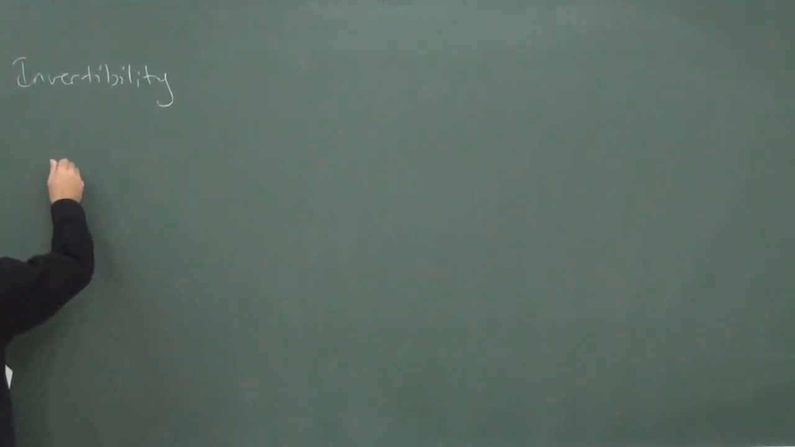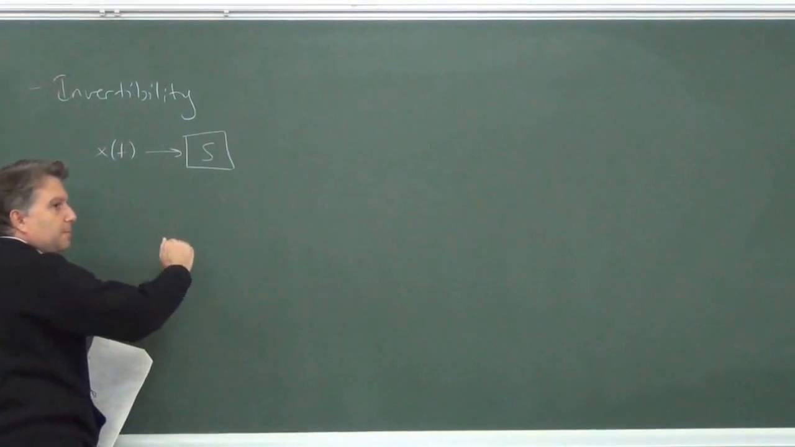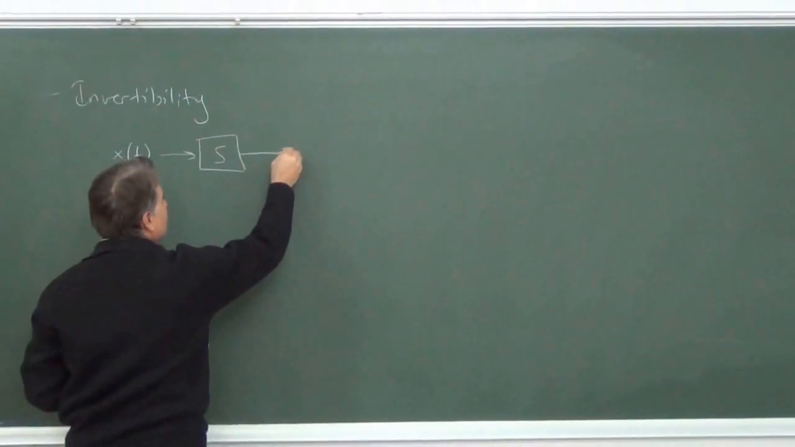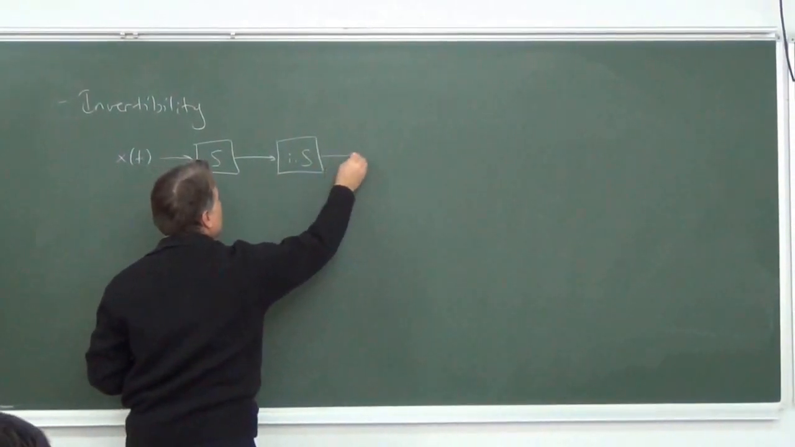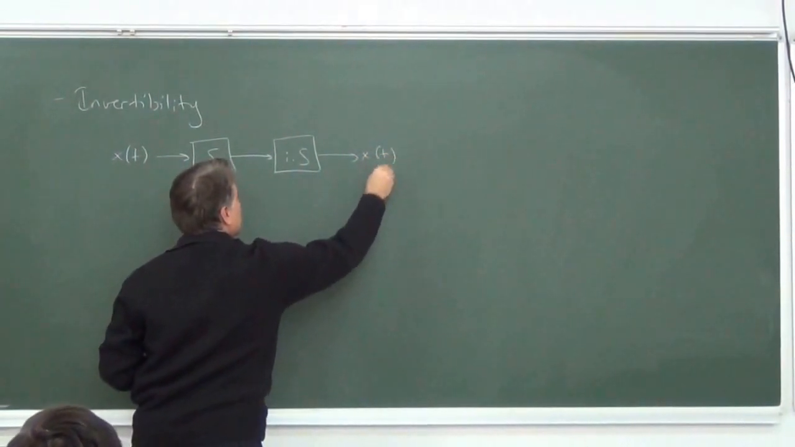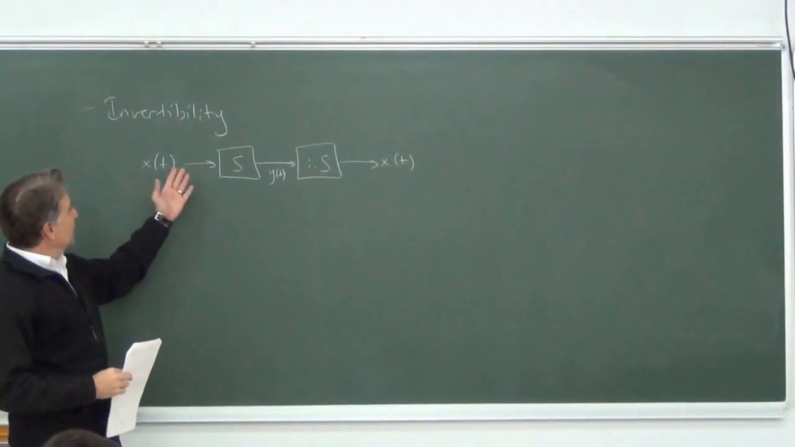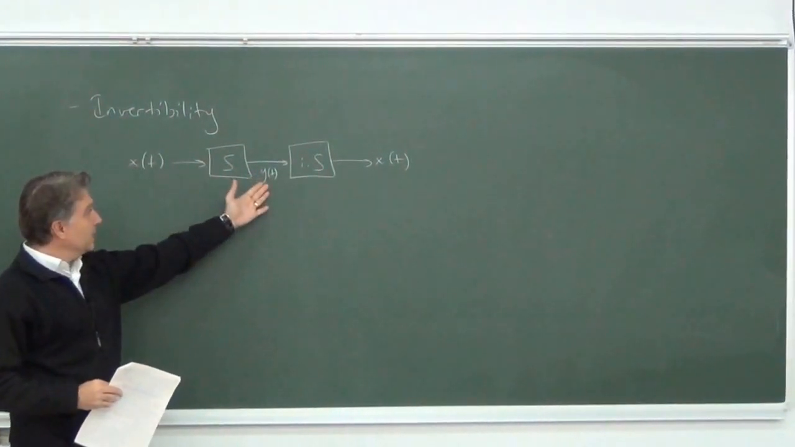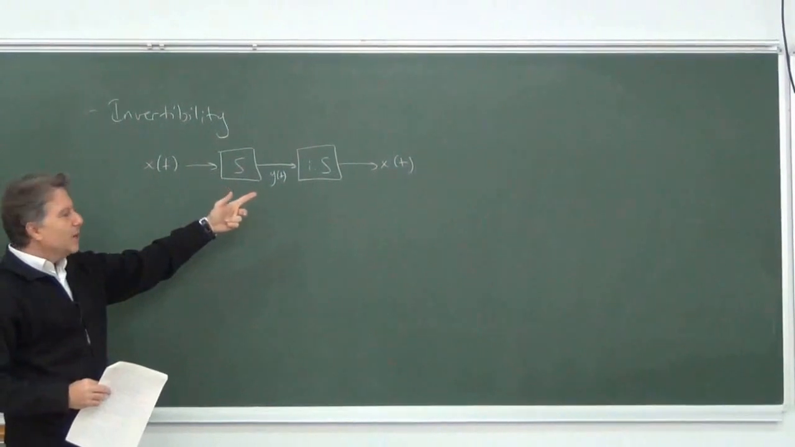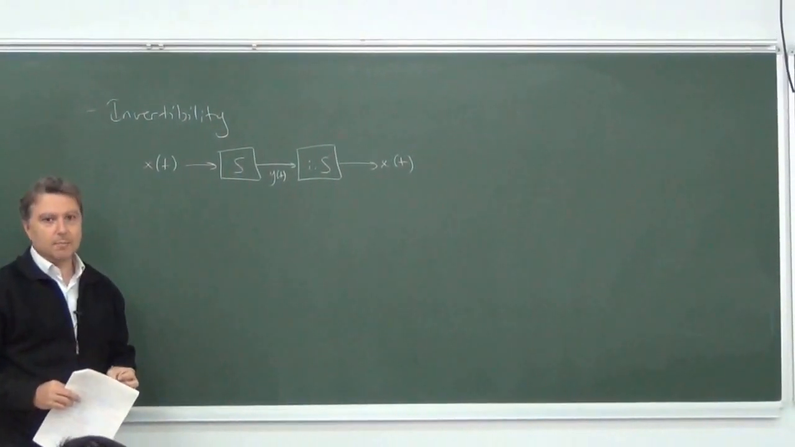An invertible system should let us have such a situation. If this is the system which is invertible, then you should always find an inverse system to get back to x of t at the output, and in the middle you get a y of t. So the input-output relation of S is x of t producing y of t, and the inverse system must make y of t produce x of t again.